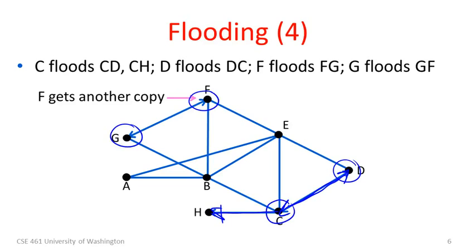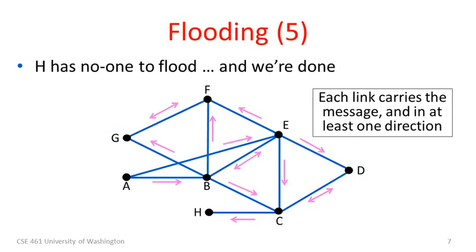Now F is going to flood. F's actually received a copy of the message on two links from B and E, so all F has to do is send down to G. And G similarly received it from B. It can send up to F. So F, in fact, you'll see here, is very fortunate or popular. It's got yet another copy of the message. So F has received a copy of this message along all of its links, and it's sent it out once. And finally, we've reached H. H has no one left to flood because it's at a dead end. And we're done with the flooding algorithm.